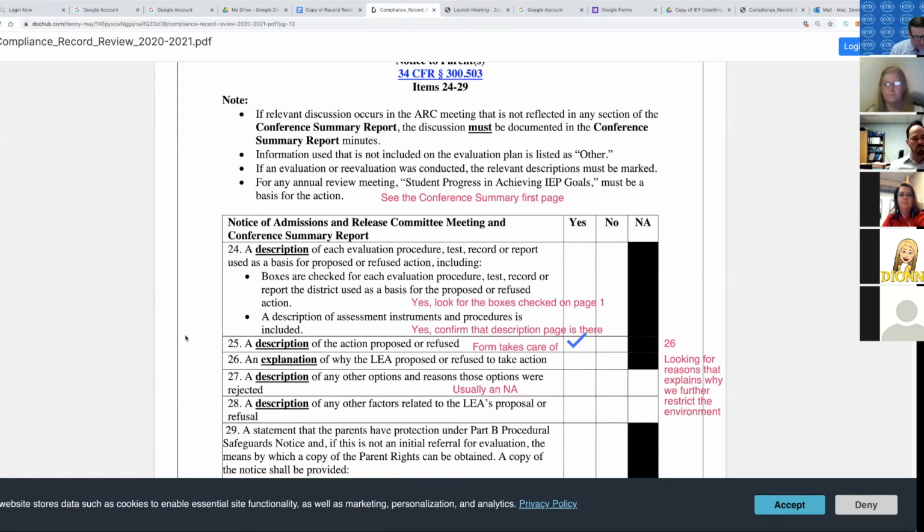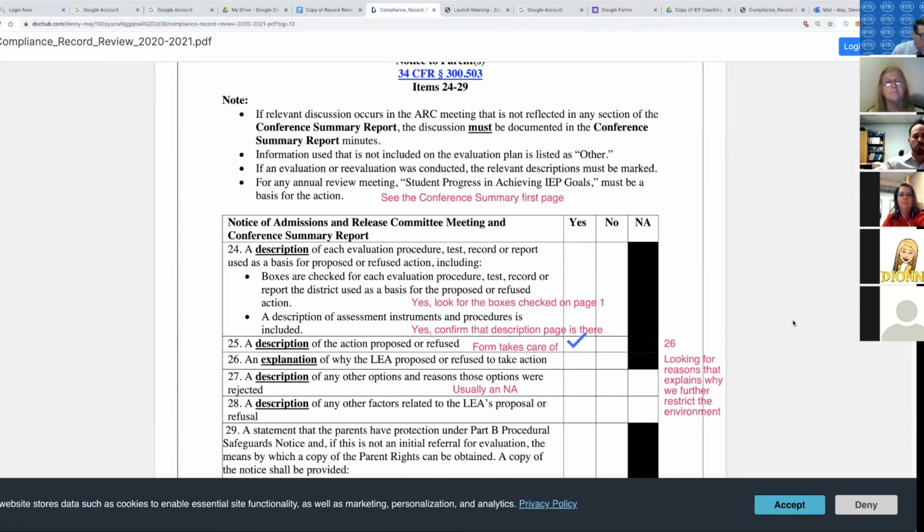But so we're looking right now at 24, a description of each evaluation, procedure, test, record, or report used as a basis for the proposed or refused action, including boxes checked for each evaluation, procedure, test, record, or report that the district used as a basis for the proposed or refused actions.